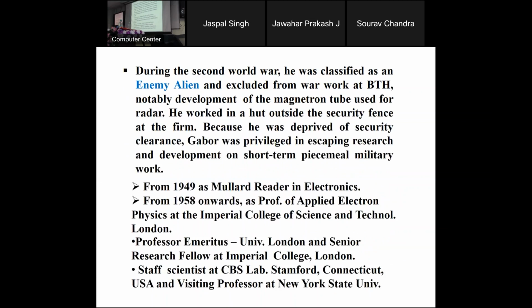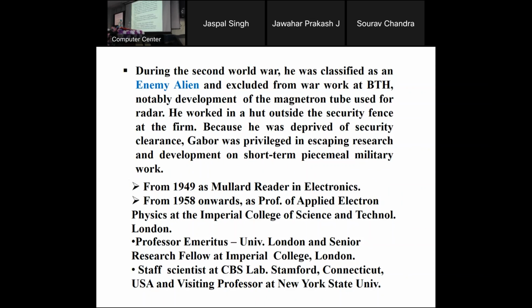Another interesting thing is, during the Second World War, he was classified as an enemy. What is the reason? He was a Jew. So he was deprived of his place of work. The shop was given to him away from the laboratory, and he did his work. So he was a suspect.